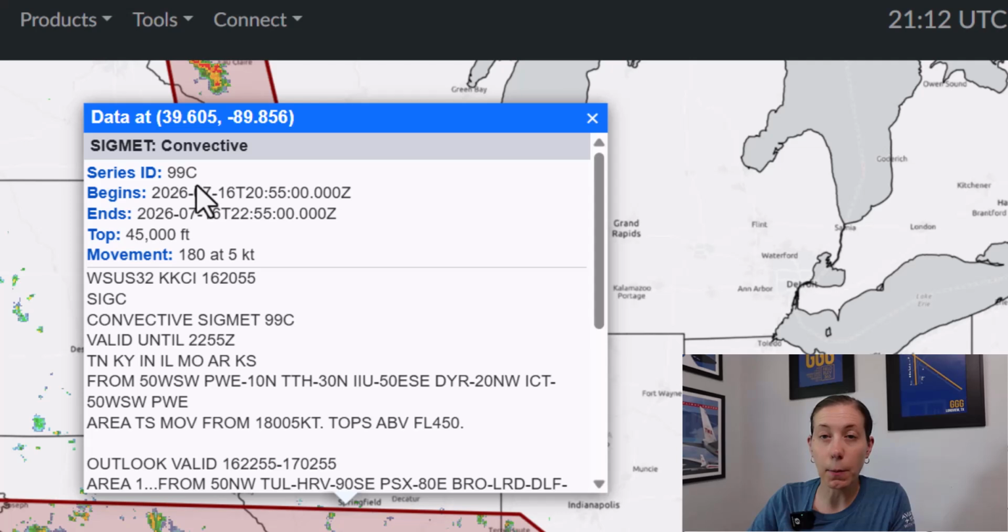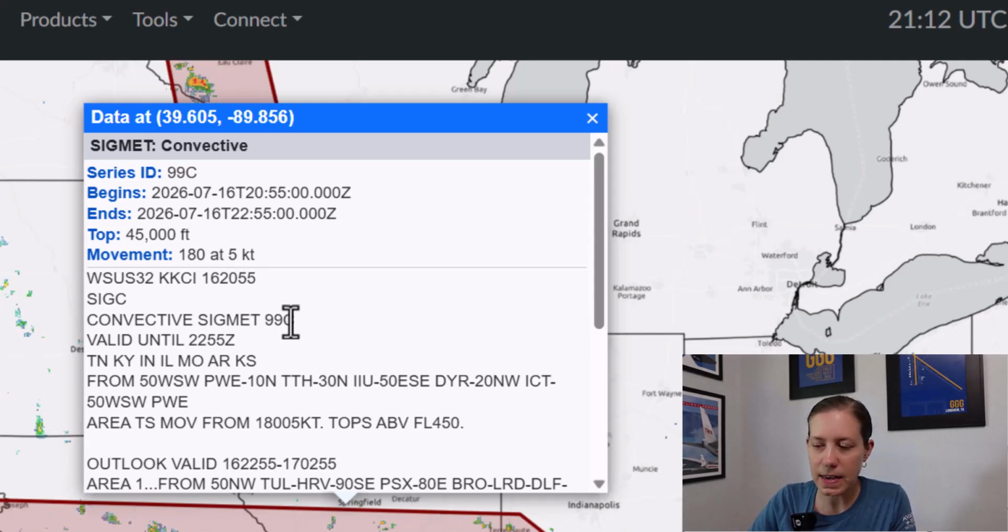We've got a numbering system. We have the times. It goes up to 45,000 feet. It's moving from the south. That's 180 at 5 knots. And we can see that it was issued on the 16th of the month at 2055. The convective SIGMET is numbered 99C. It's an arbitrary numbering system. It's valid until 2255. And it's for Tennessee, Kentucky, Indiana, Illinois, Missouri, Arkansas, and Kansas.